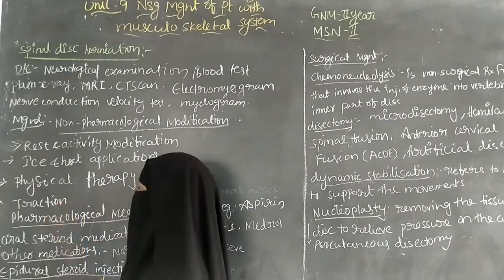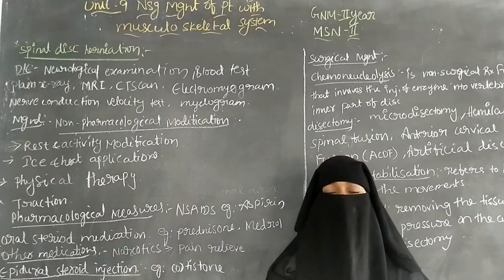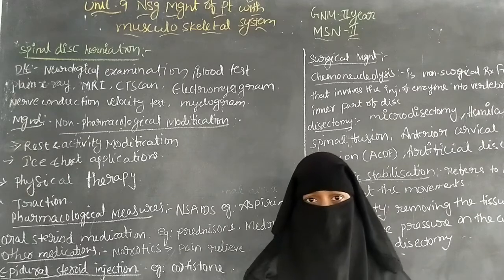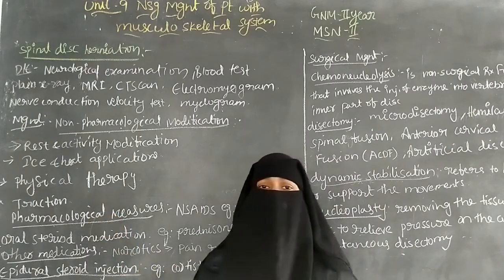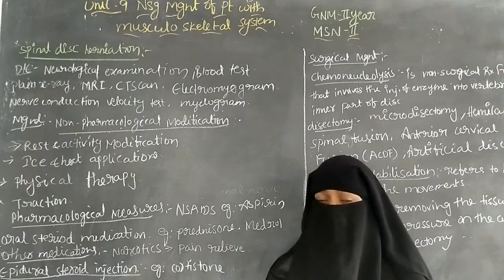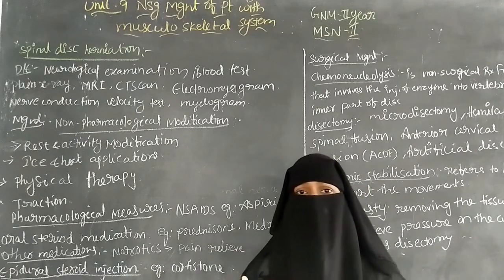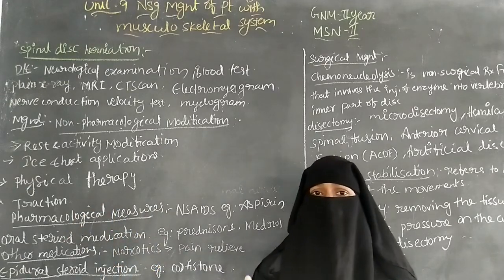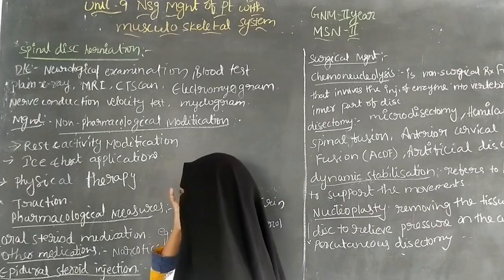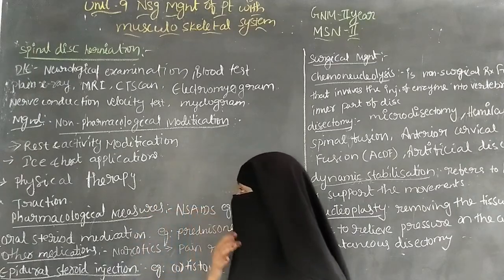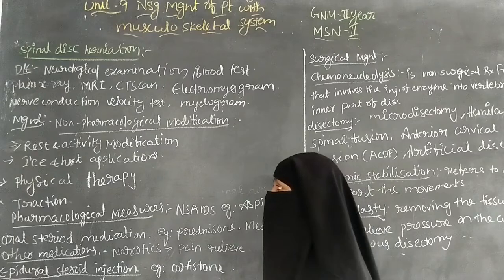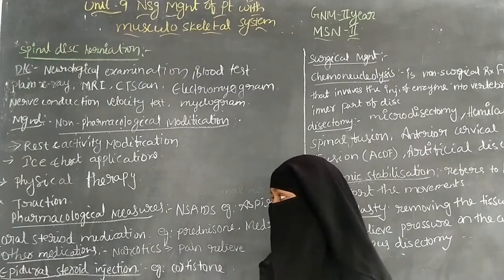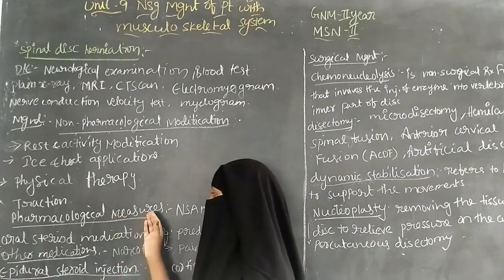And the next one is traction. Traction can be used by the physician in only some of the severe cases. Traction is a supportive measure where the disc is presented, to support the spinal cord. So the non-pharmacological modification includes rest and activity modification, ice and heat application, physical therapy and the traction.